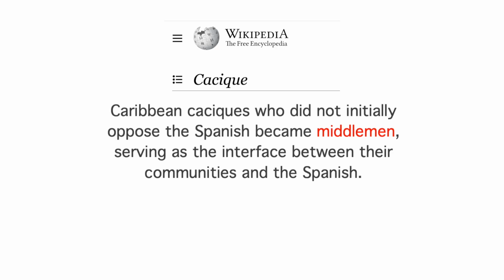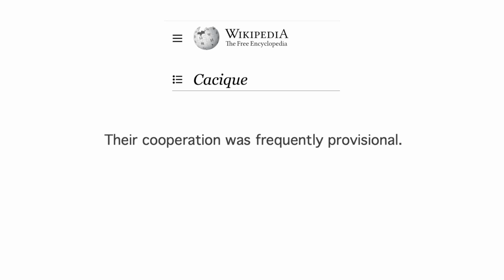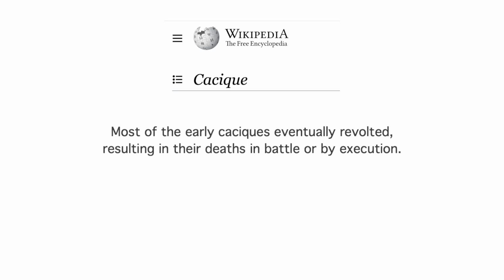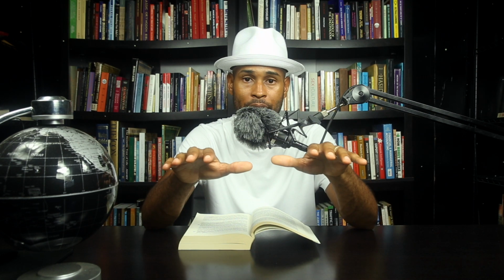Caribbean Caciques who did not initially oppose the Spanish became middlemen, serving as the interface between their communities and the Spanish. Their cooperation was frequently provisional, meaning temporary. Most of the early Caciques eventually revolted, resulting in their deaths in battle or by execution. And so many of them weren't having it, and that's probably because they caught wind of the game that the Spanish were setting up, and they decided that they didn't want to play that game, and they would rather die than to be caught up in it, right? Very understandable and commendable. Let's continue.